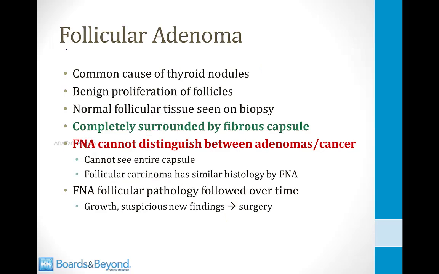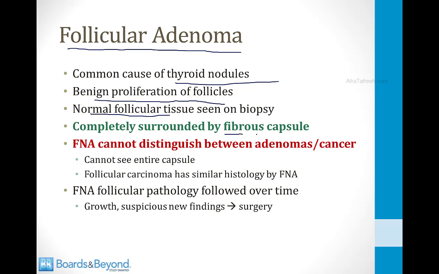Now I'm going to begin talking about specific thyroid disorders, and before I get into the malignancies, let me talk about a very common cause of a thyroid nodule that is benign, and that's called a follicular adenoma. This is a common cause of thyroid nodules. It is a benign proliferation of the normal thyroid follicles. And if you do a biopsy, you will see normal follicular tissue that is completely surrounded by a fibrous capsule.